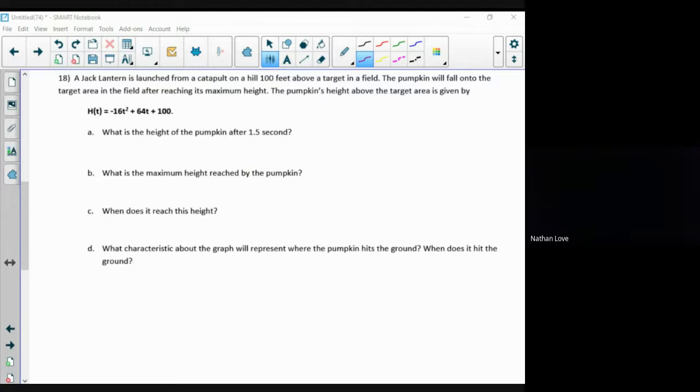All right, so I'm grabbing my calculator as well right now so you can see what you're supposed to be typing in. So let me open this up here.